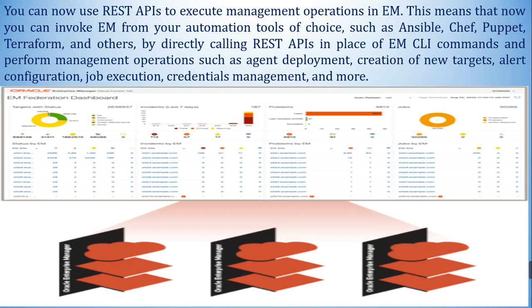Finally, you can now use REST API to execute management operations in EM. This means that now you can invoke EM from your automation tools of choice, such as Ansible, Chef, Puppet, Terraform and others, by directly calling REST APIs in place of EM CLI commands and perform management operations such as agent deployment, creation of new targets, alert configuration, job execution, credential management and much more. Okay, all right.